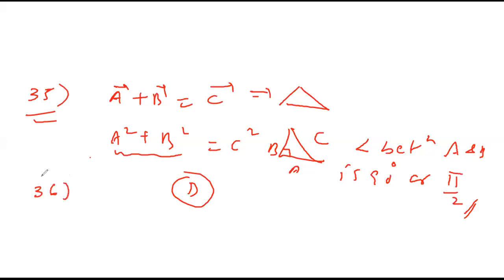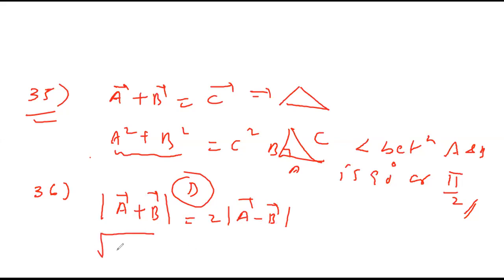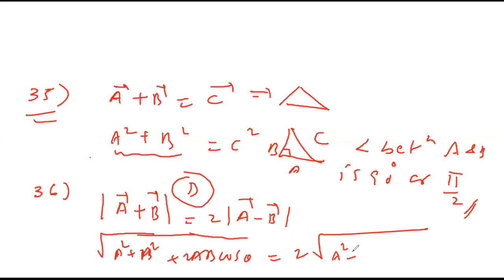So 36. A and B are two vectors such that the magnitude of A bar plus B bar is twice the magnitude of A bar minus B bar. The angle between A and B is how much? So A plus B magnitude is twice A minus B magnitude. This is root of A square plus B square plus 2AB cos theta equals 2 times root of A square plus B square minus 2AB cos theta.